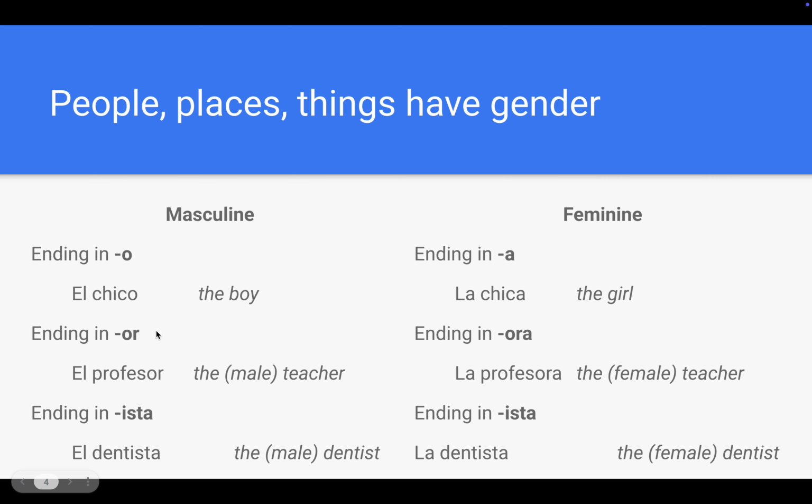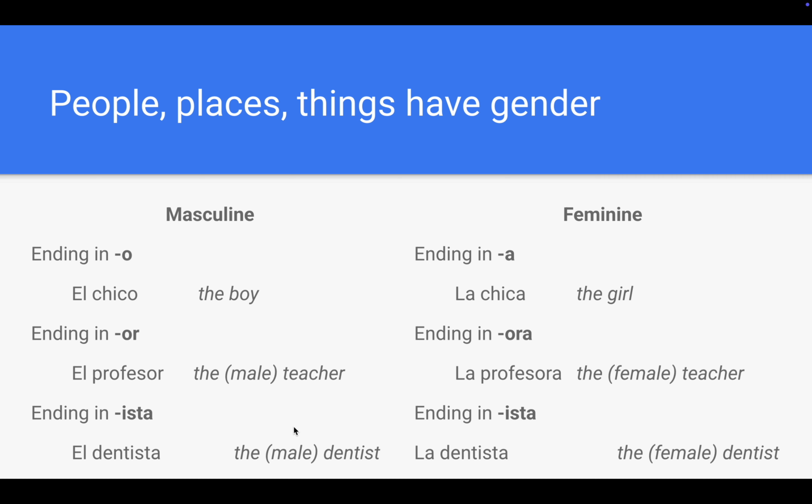If a noun ends in an OR, like profesor, this is masculine. This is a male teacher. The feminine counterpart would be an ora ending, so profesora. And again, we have that A ending. That's kind of our big clue there that it's feminine. Still a teacher, but now it's a feminine teacher.